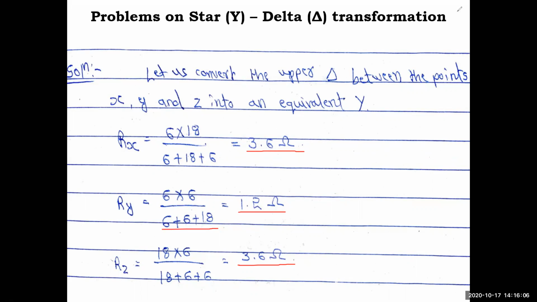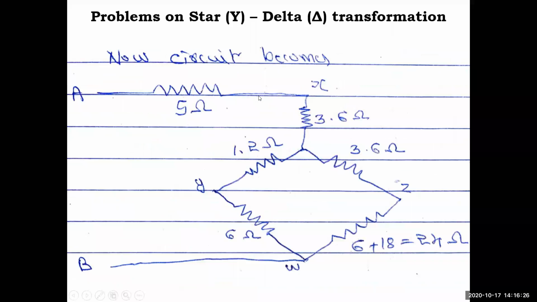Now you have to draw that network in the Y fashion. First copy the network you have seen into the answer booklet. I have not copied it here in the previous slide, but you have to copy it first, otherwise you will not understand where it came from. So now we'll write that. 5 ohm. Rx we have drawn here, it is 3.6 ohm. Then this is Ry, 1.2 ohm, and then Rz, 3.6 ohm.